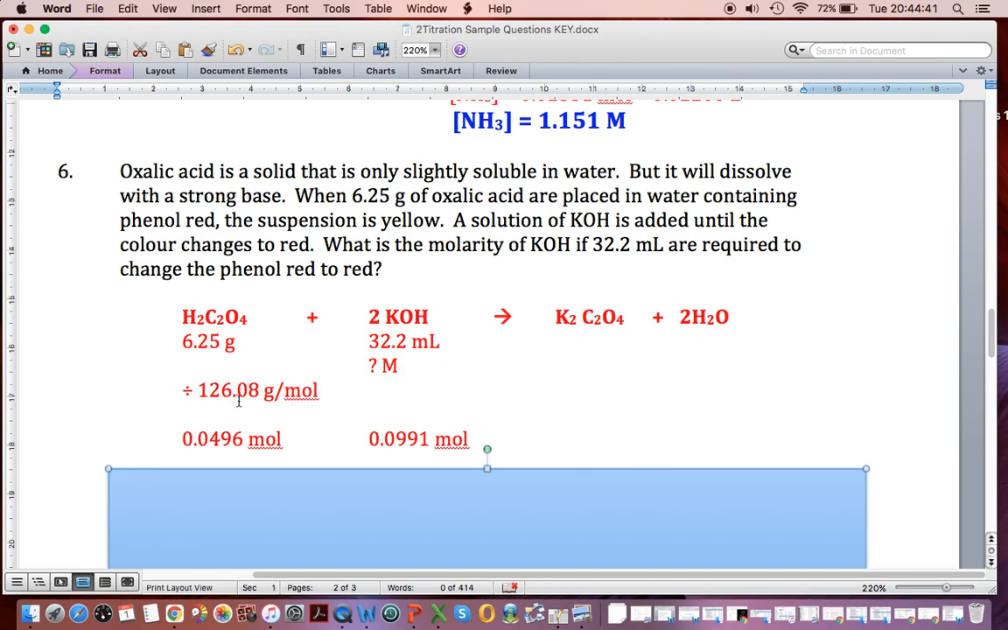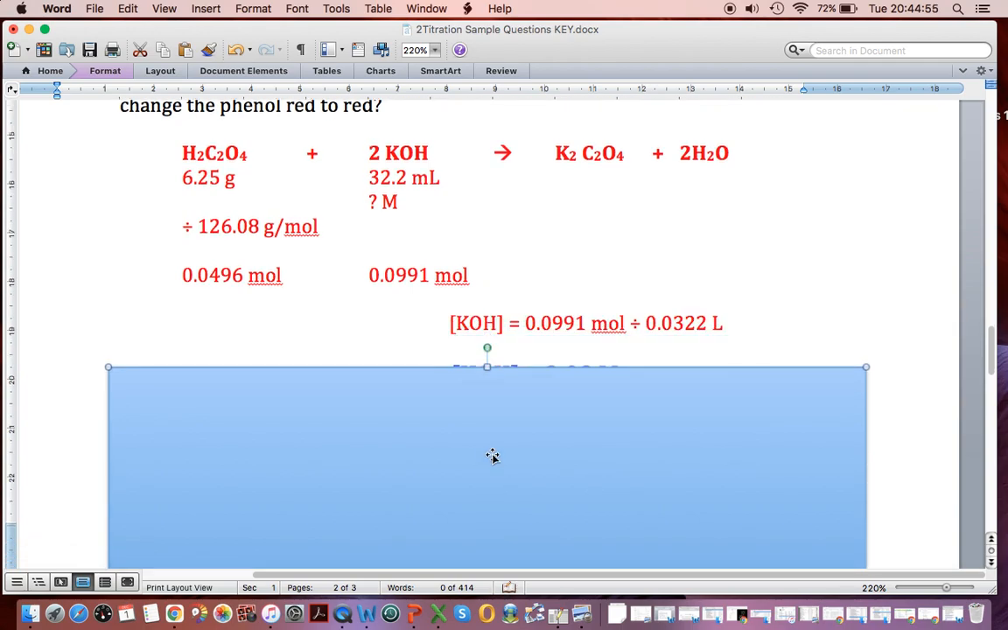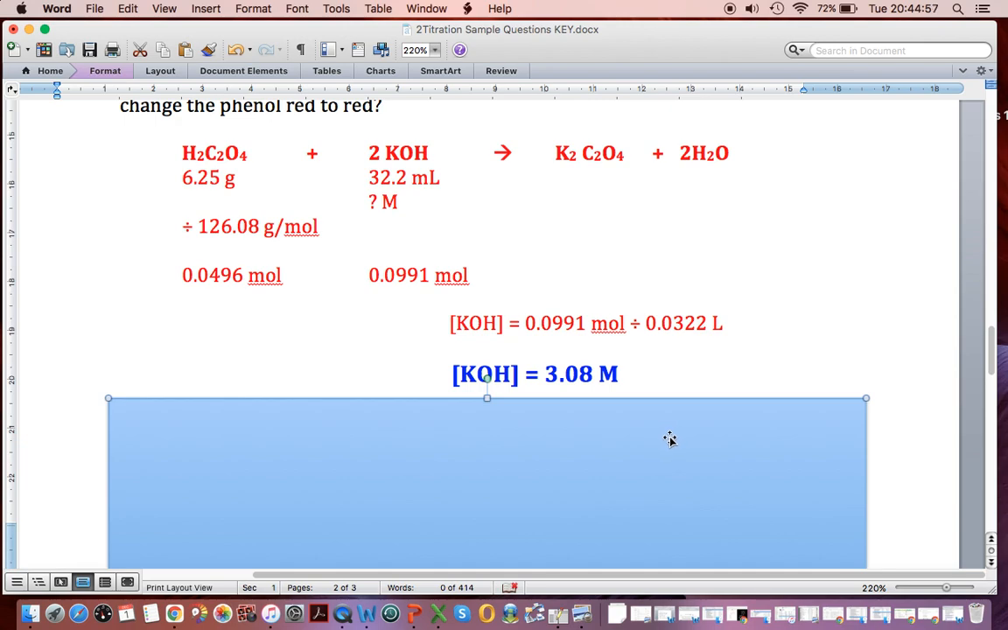So we divide here, we get our moles, but this time it's a 2 to 1 ratio. So I multiply by 2, divide by 1, I get those number of moles, and eventually I'm going to divide by that volume. And when I do so, I get 3.08 M.